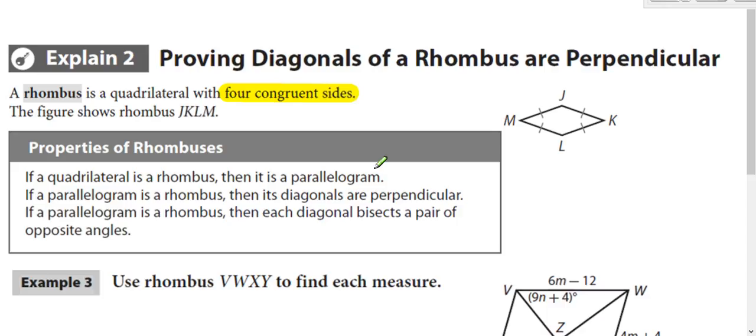Since it's a parallelogram, that means it gets those 5 parallelogram properties. In addition, the diagonals are perpendicular. And each diagonal bisects the opposite angles. So the diagonals are angle bisectors. So a rhombus has the 5 properties of parallelograms, 4 congruent sides, perpendicular diagonals, and the diagonals are angle bisectors. So it gets a couple added properties.